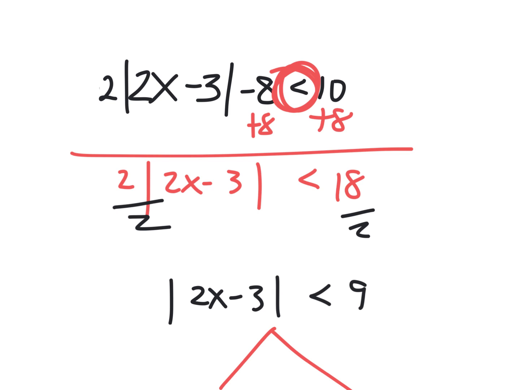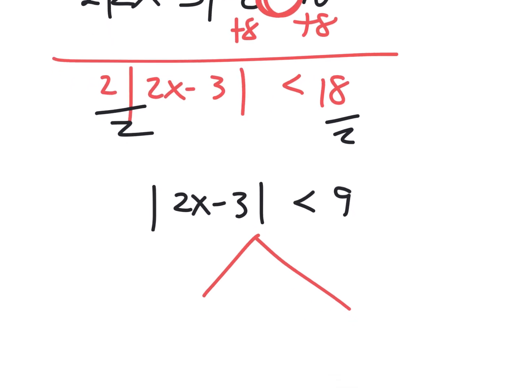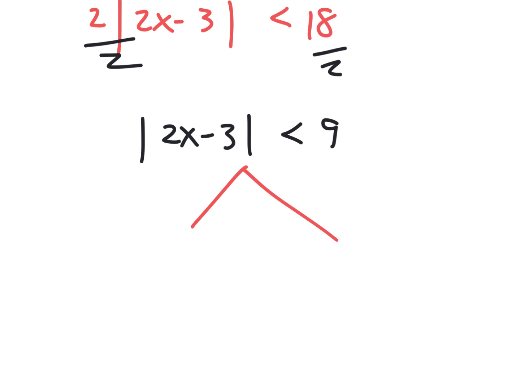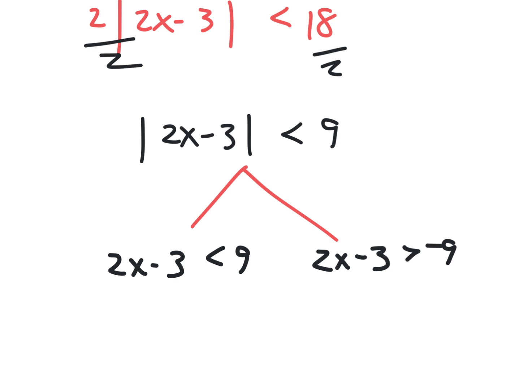Turf, you were gone for a bit, but I'm still going to see. Do you remember what to do on this guy? All right, so we got 2x minus 3 is less than 9, and 2x minus 3 is greater than negative 9. There you go. Notice the only differences are that sign changes to greater, and this becomes a negative 9.